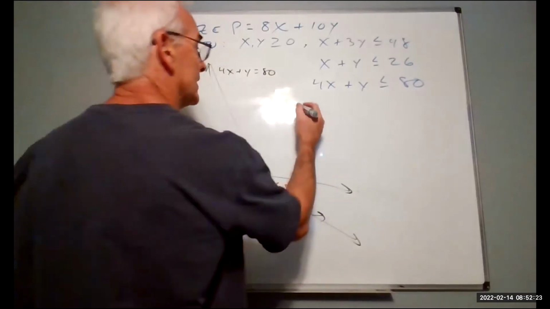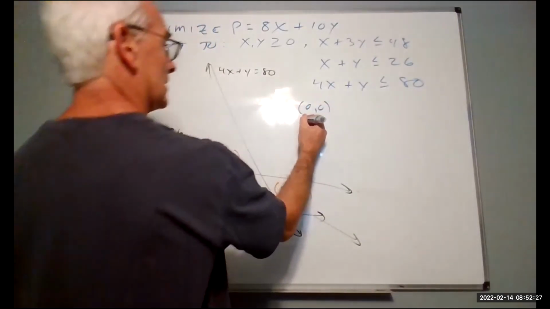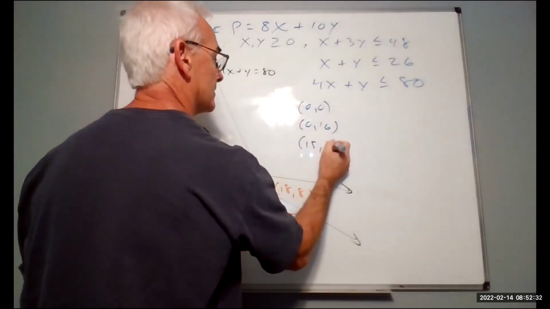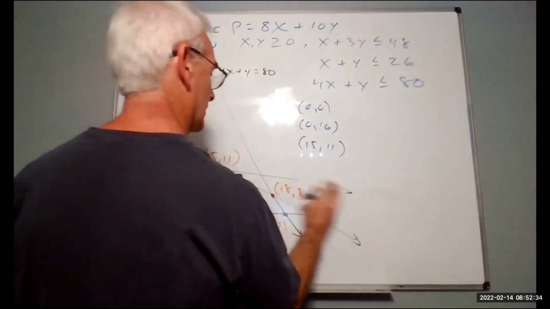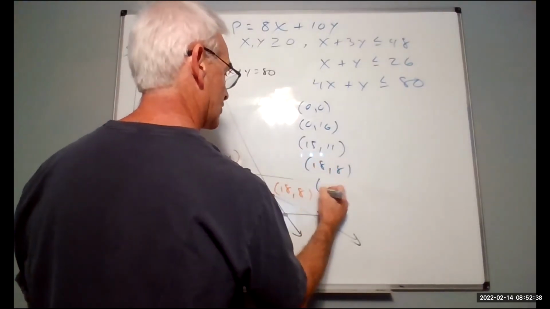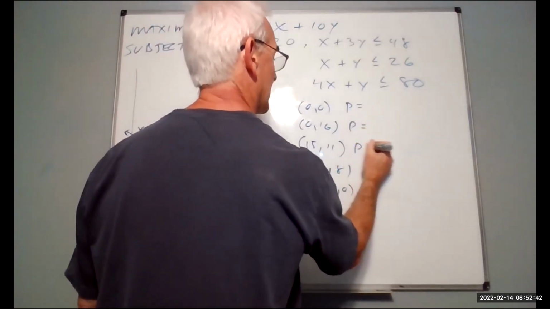So what we do is we're going to write down each ordered pair: (0, 0), (0, 16), (15, 11), (18, 8), and (20, 0). Hopefully I can fit these all in here. I'll increase this a little bit. And we're going to calculate what the profit would be on each one of these.